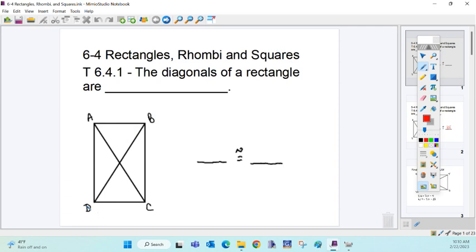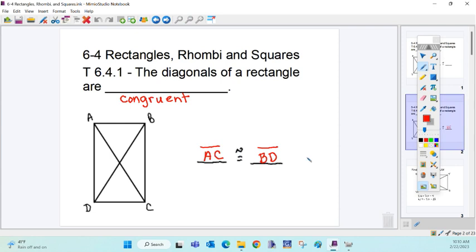This one happens to be for rectangles. When you have a rectangle, the diagonals have to actually be congruent. That's what you're filling in here, that the diagonals are congruent. And what does congruent mean? Which two would be congruent in terms of this picture for the diagonals? AC is congruent to BD. Good, perfect.